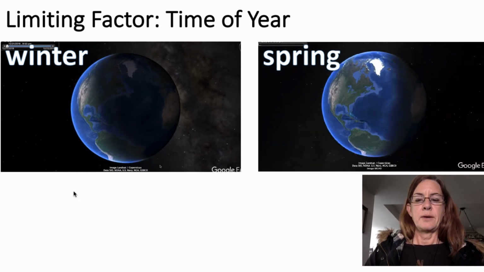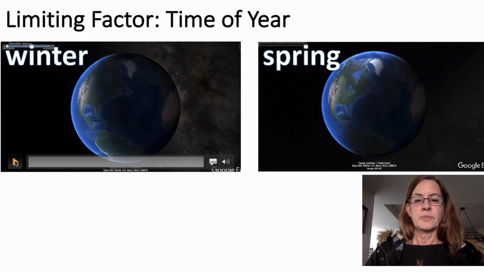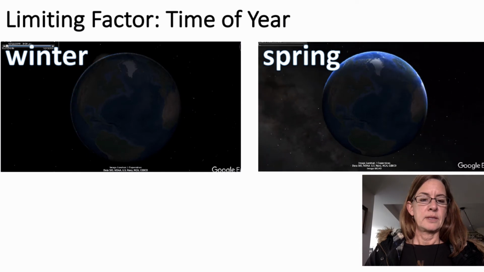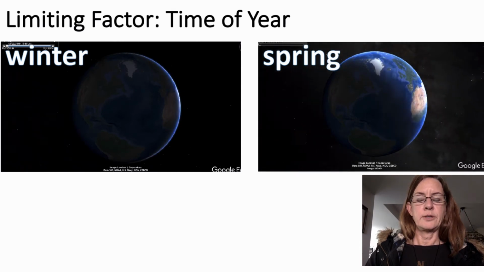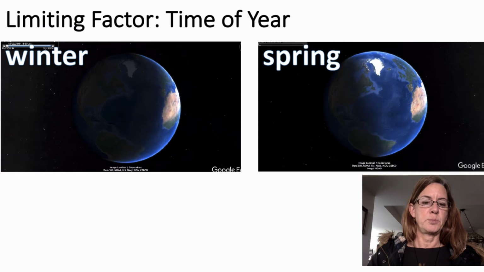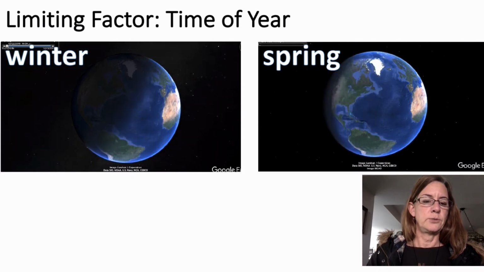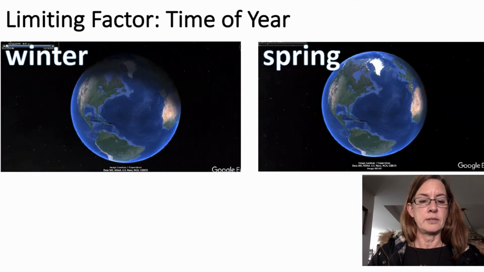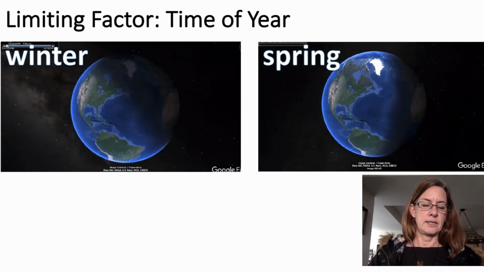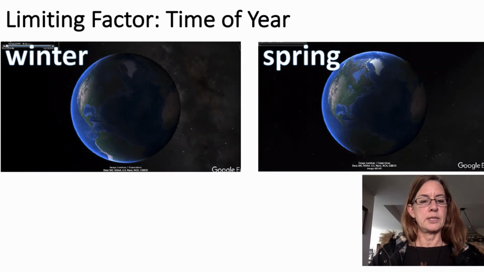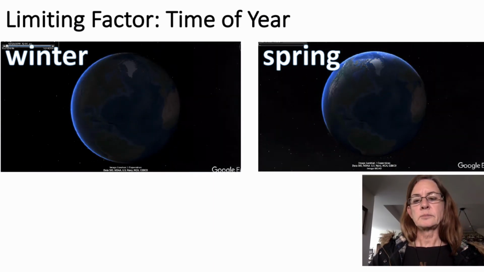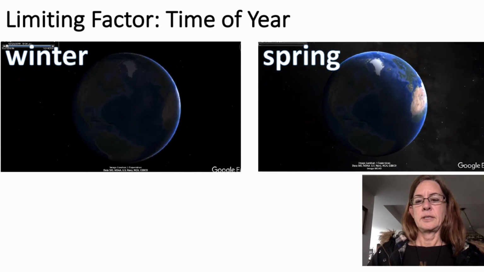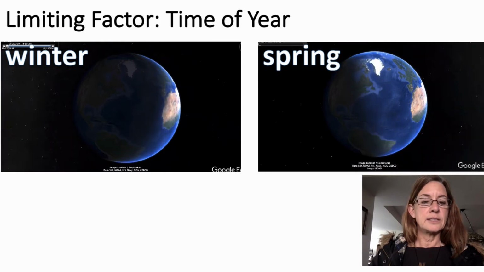So another thing that affects the angle of the sun on the earth is the time of year. And we can show that with this Google Earth demonstration that shows the earth spinning around, and it shows what parts of the earth are lighted by the sun during the winter and the spring. During the winter, you'll notice that the sun is shining more on the southern part of the earth, and in fact, the North Pole is dark most of the time of the year during the winter.